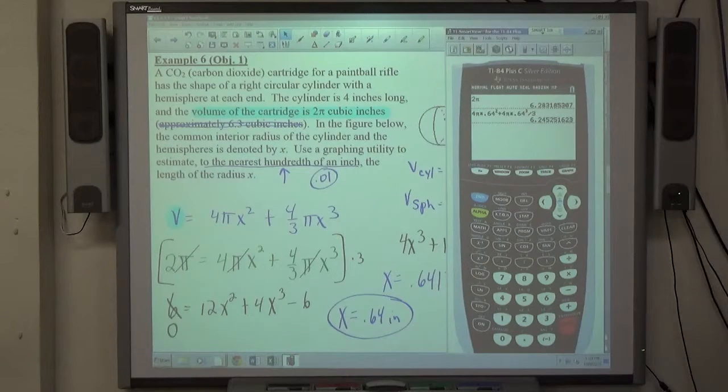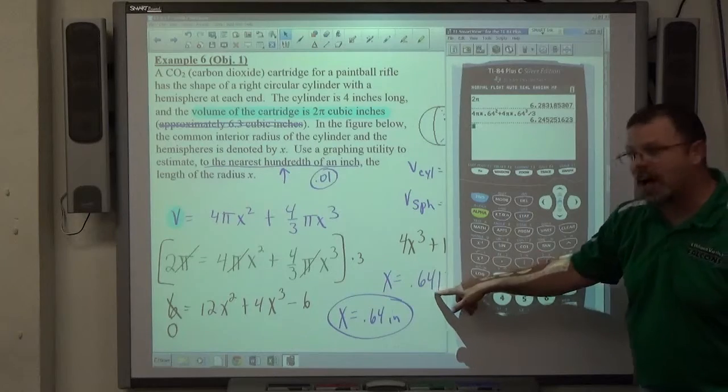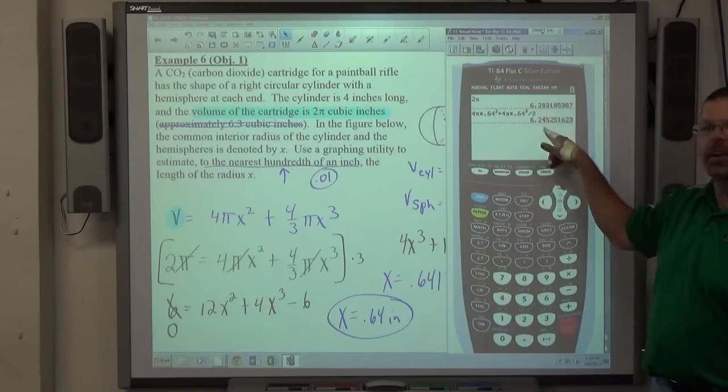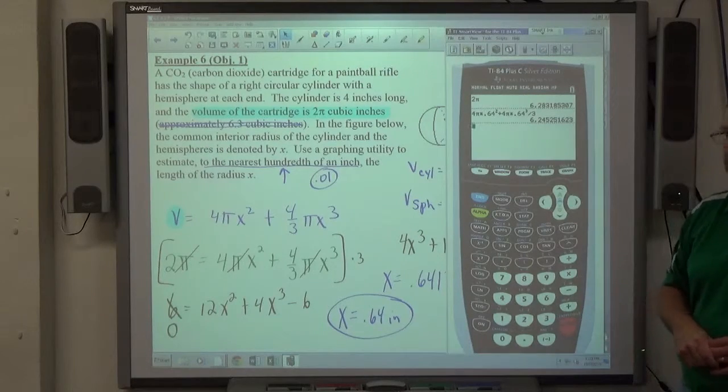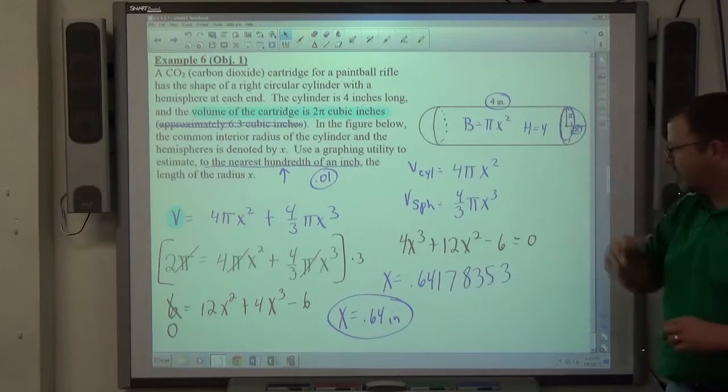And it comes out 6.245251623. Not exactly the same, but again, we rounded down a little bit, right? And our volume is slightly less than what it should be. That verifies, in my opinion, that that's probably the right answer. All right? And so that's basically how you do it.